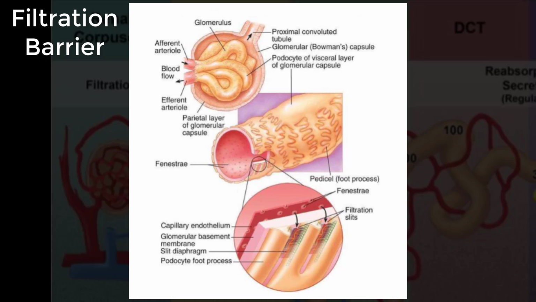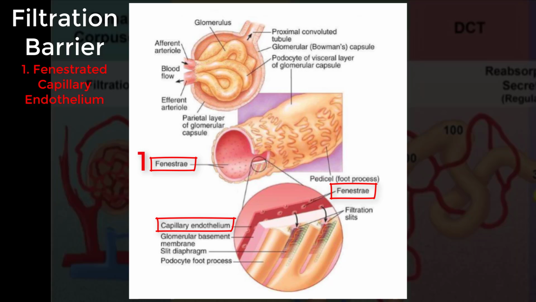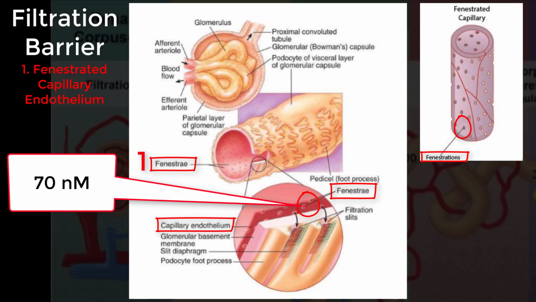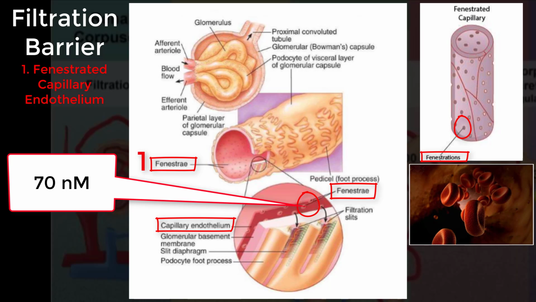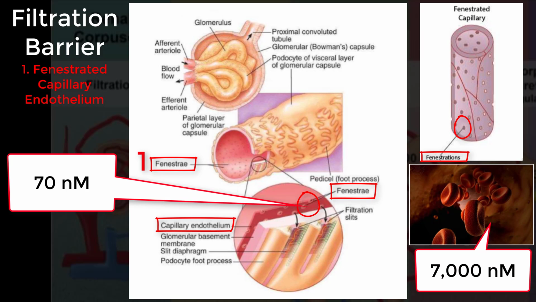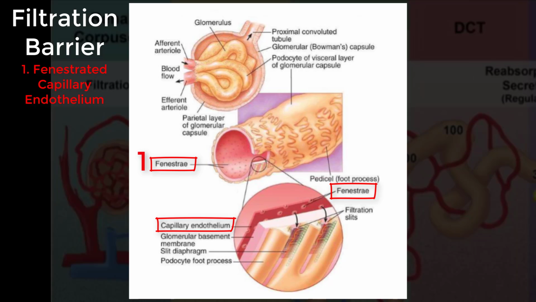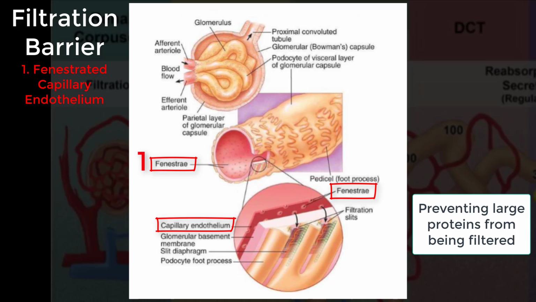This filtration barrier is made up of three components. The first barrier is the fenestrated capillary endothelium that makes up the glomerulus. This layer is made up of tiny holes called fenestrae. They are only about 70 nanometers wide. This is important to know because red blood cells are about 7,000 nanometers in size. Knowing this helps us understand that finding blood in the urine is never a good thing, because they shouldn't be able to make it past the fenestrae. So this layer is responsible for preventing large proteins from being filtered.